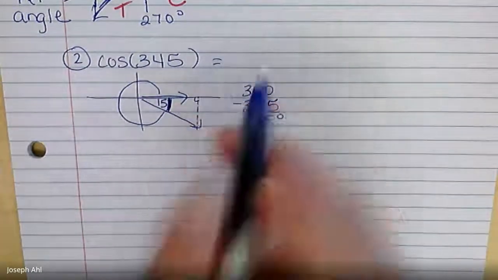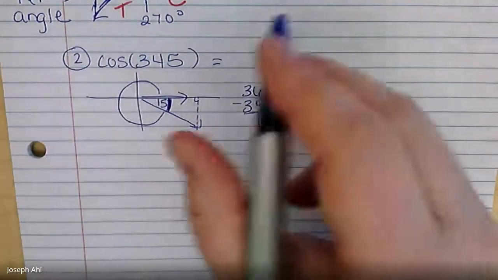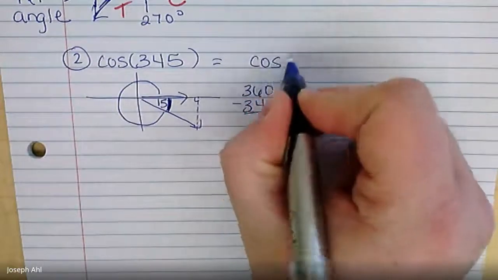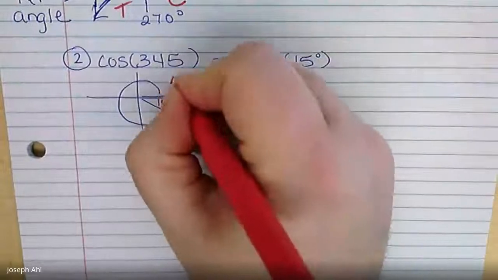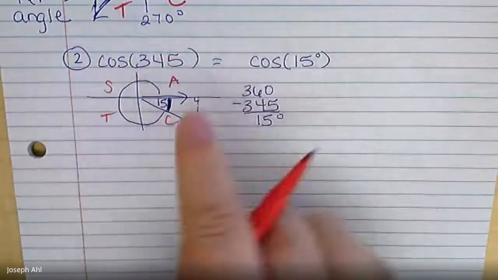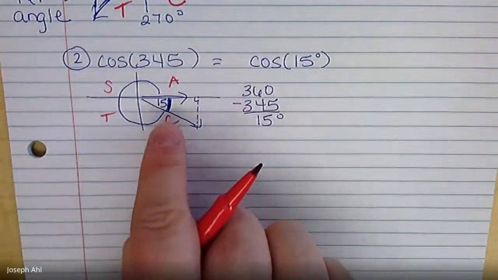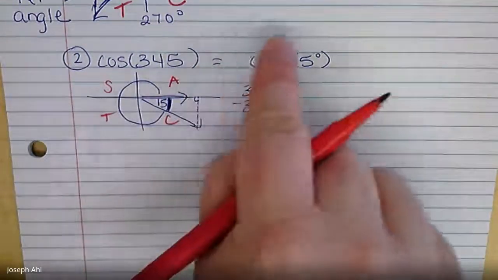Okay. So what do I know? I know that cos of 345 is equivalent to cosine of 15. But do I have to negate that? Well, you are my all-star trig class. What do you know about cos in quadrant 4? Cos is positive here. Therefore, this final answer is positive.